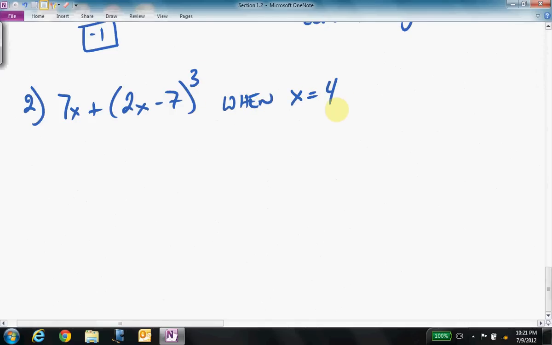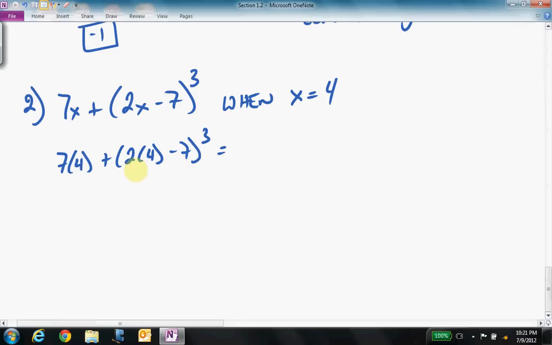So problem number 2 is going to be 7x plus the quantity 2x minus 7 cubed when x equals 4. So the same process as before. We're just going to substitute in 4 wherever we see an x. Everything else will be rewritten exactly the same. Now we want to start our evaluation. So I'm going to go through my order of operations. Do I have anything in my parentheses? I do. This parentheses is fine, nothing to do.